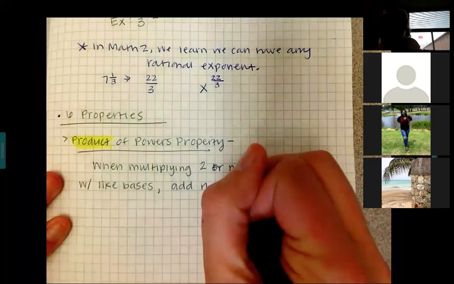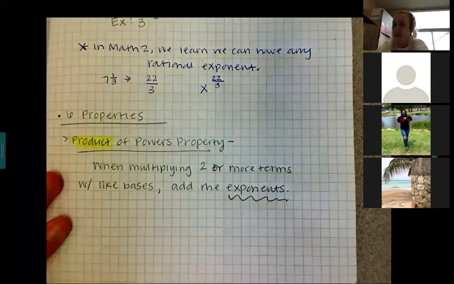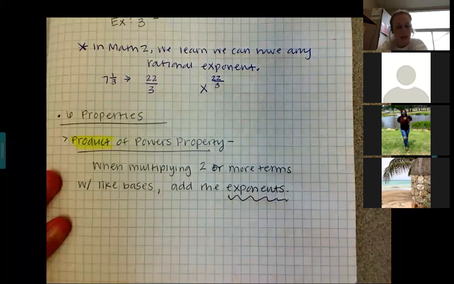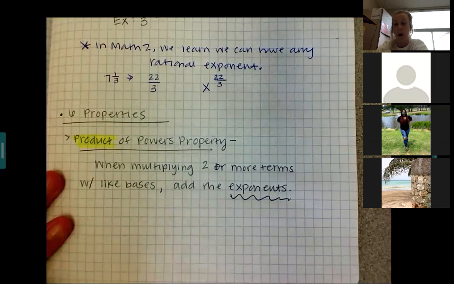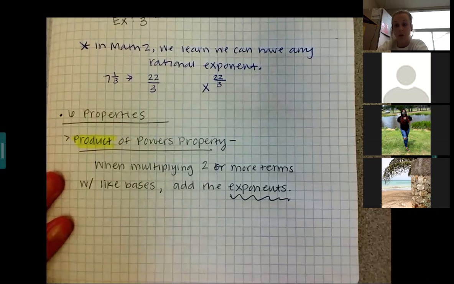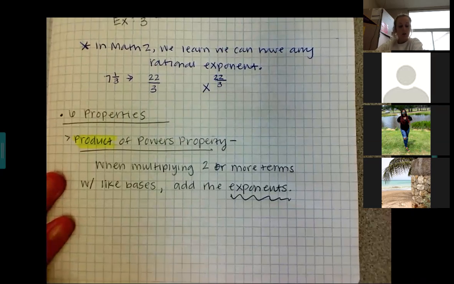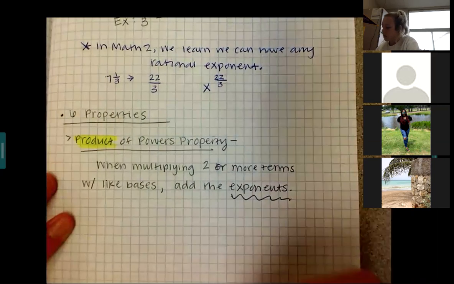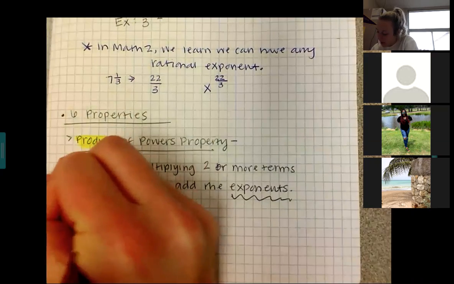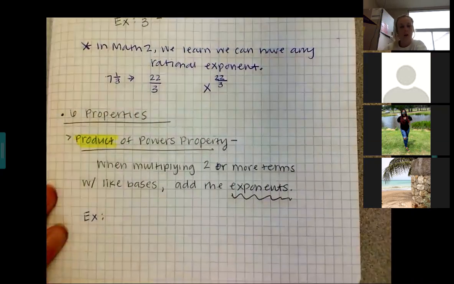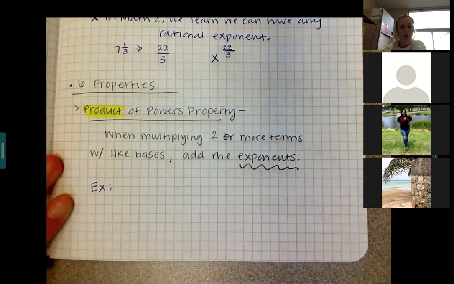I do want y'all to underline exponents. I did not say add the coefficients. I did not say add the bases. What are we only adding? The exponents. Good. These are exponent properties. Don't you go adding my coefficients out front, okay? All right. So we'll do just a basic example so I can show y'all why this works. And then we'll actually try one.